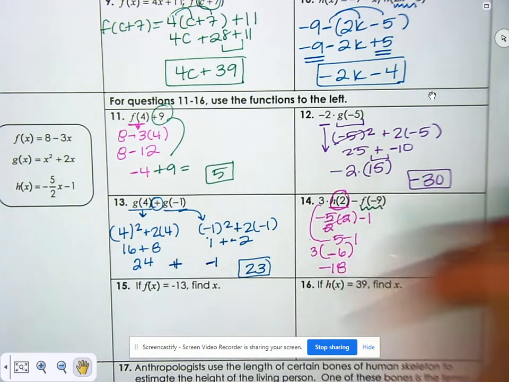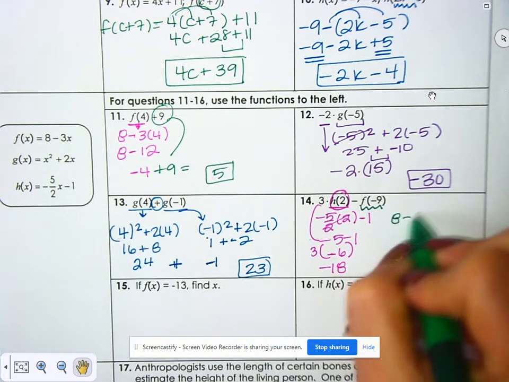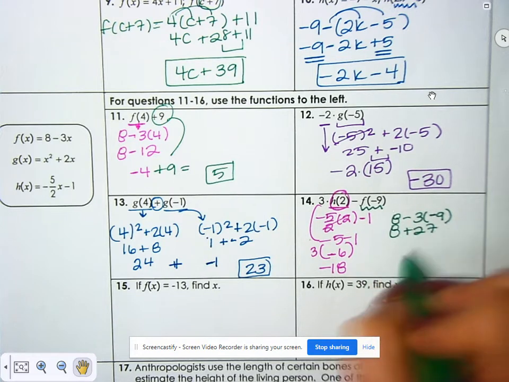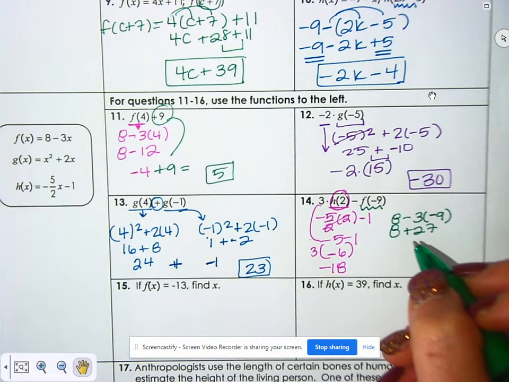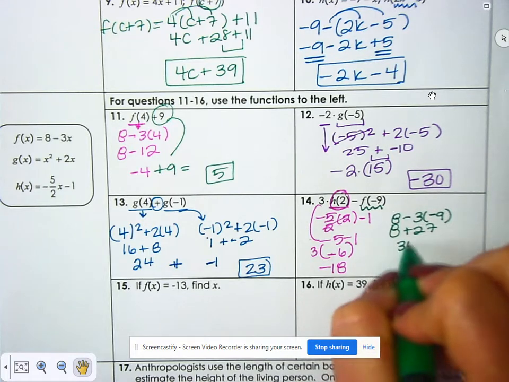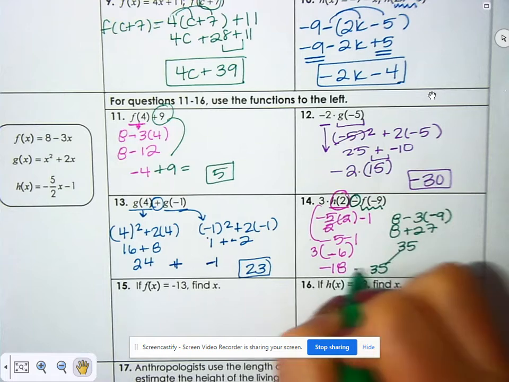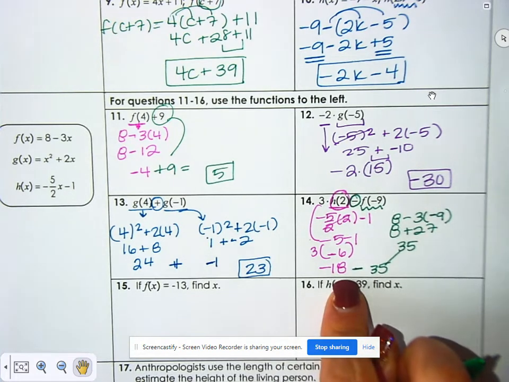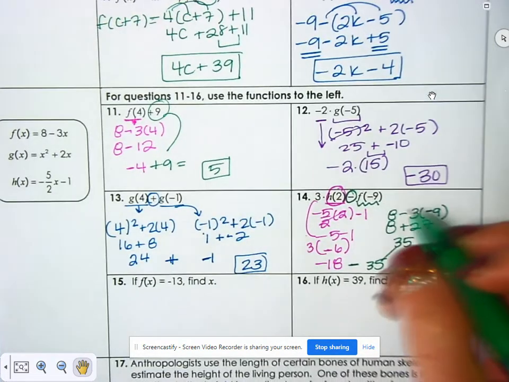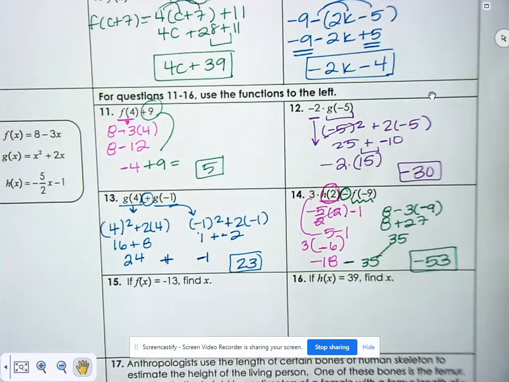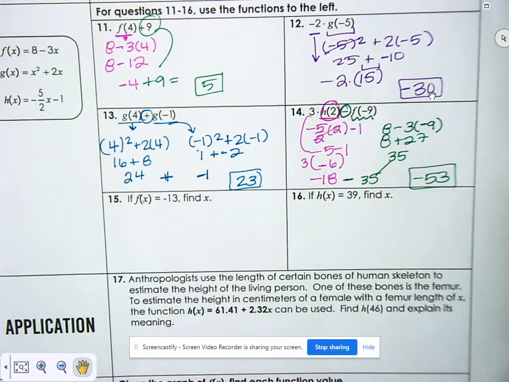Over here, I'm going to do f of negative 9. 8 minus 3 times negative 9, which is 35. So I'm going to pull that down. Okay, and then in between there is a minus sign. So negative 18 minus 35 is in fact negative 53. Okay, y'all have got to be careful with those signs.